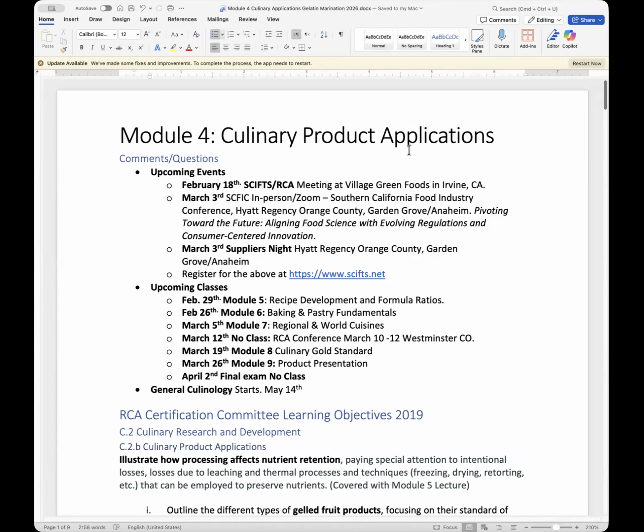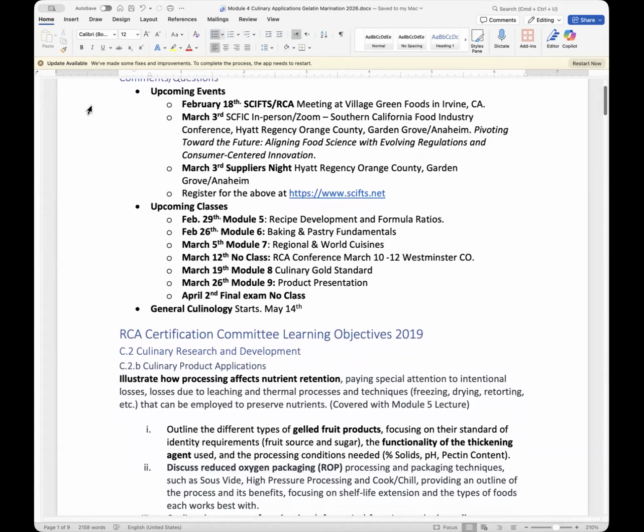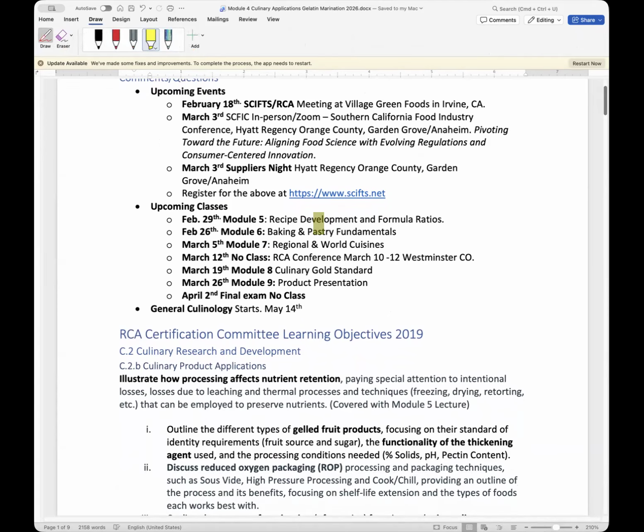It's kind of a rundown of what's going to be happening. Do note that on March 12th, we will not have class because I hope you're going to be able to go to the RCA conference. So I took the week off, right? To encourage you to go.